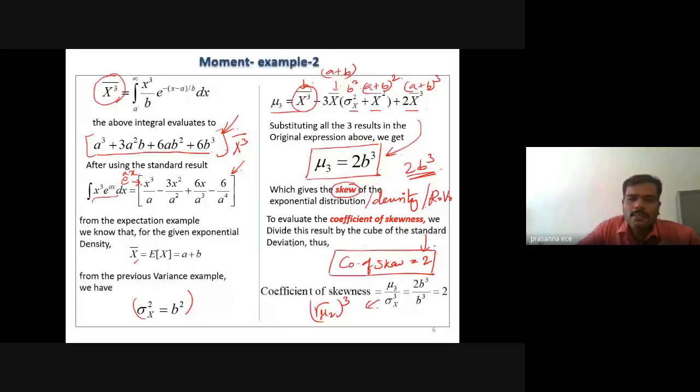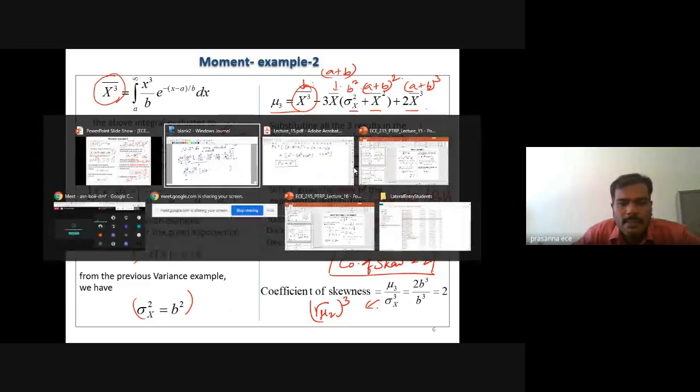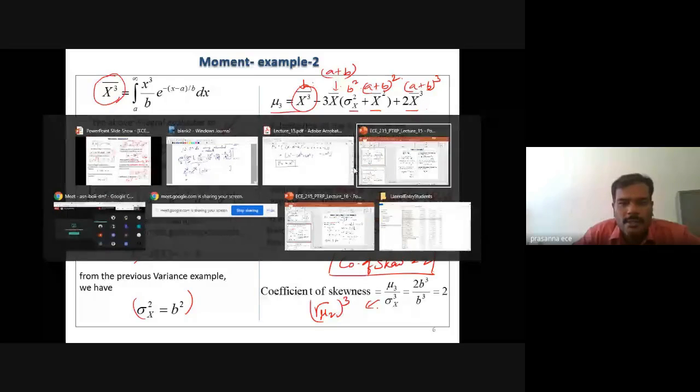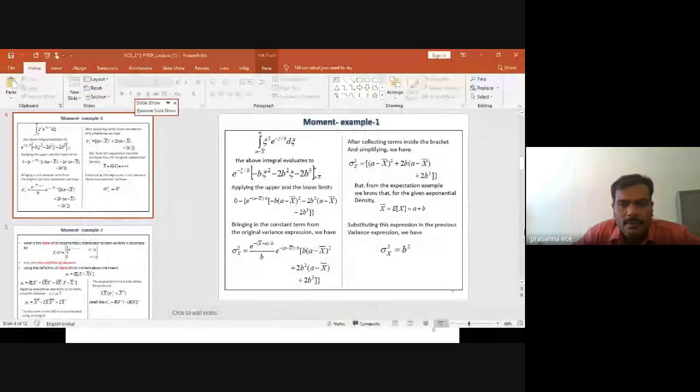So you can compare this coefficient of skewness with the previous discussion. We have already seen this in the previous slide: for different skew, how does the curve look like?